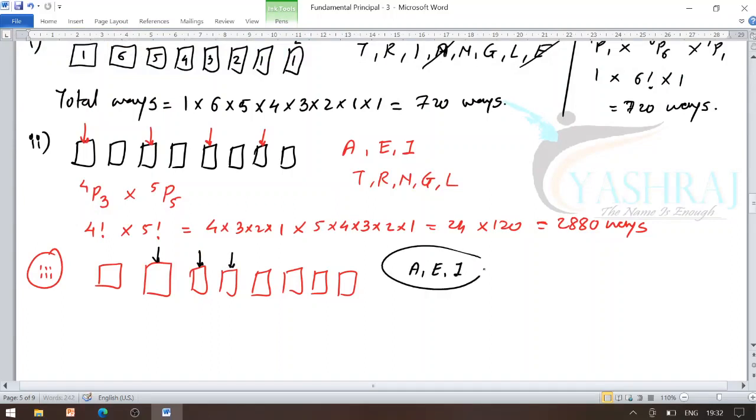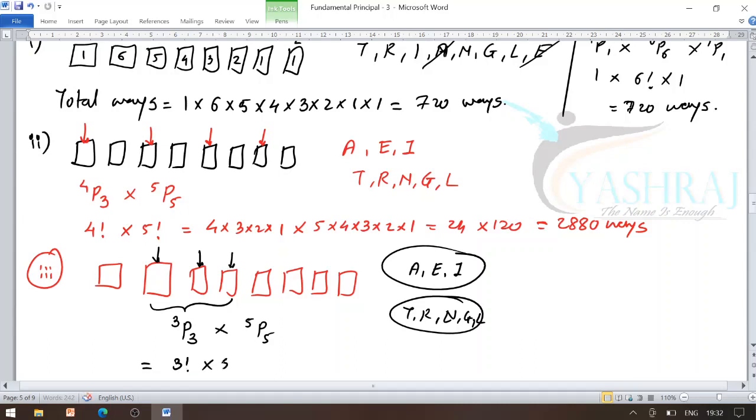So the vowels in the word triangle are A, E, I, while the remaining letters, the consonants, we are having T, R, N, G and L. Okay. So now to fill up the 3 boxes, we have a total of 3 places and among them we have the 3 vowels. Now to fill up the remaining 4 plus 1, 5 places, as per the multiplication principle we get 5P5, those are the consonants. So 3P3 becomes 3 factorial into 5P5 becomes 5 factorial.